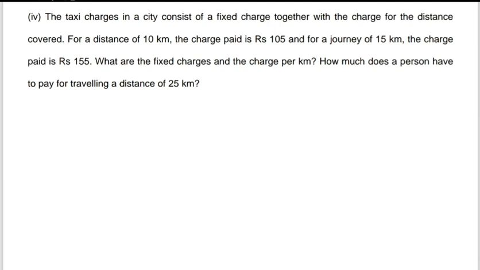So the cost of distance covered will be 10 into y, 10 into the cost of each kilometer. So x plus the fixed charge plus the charge for distance covered, 10y. So x plus 10y is equal to 105. That is the first equation.